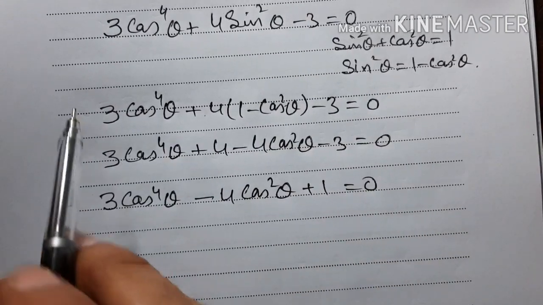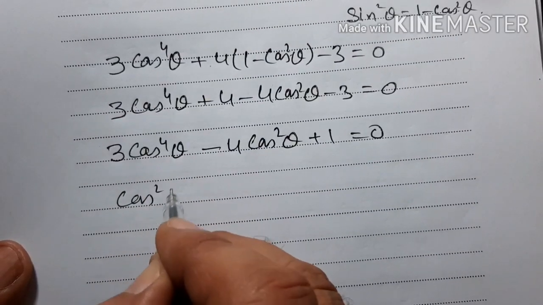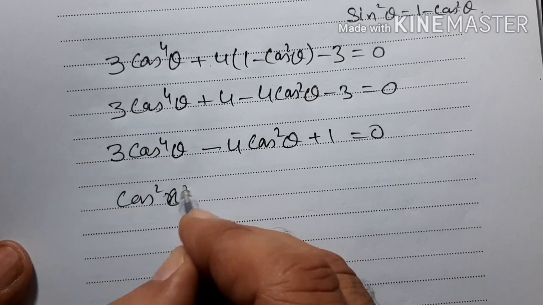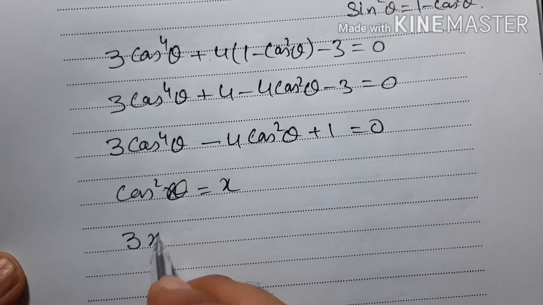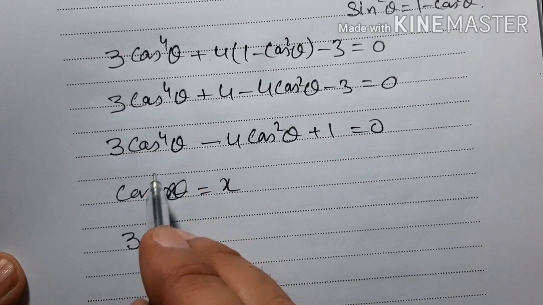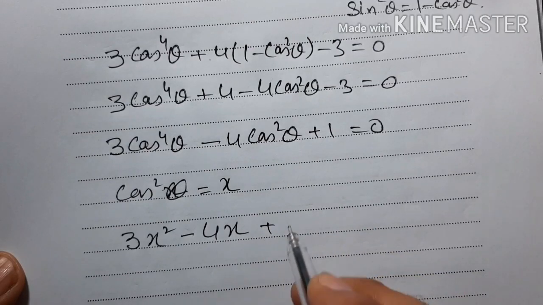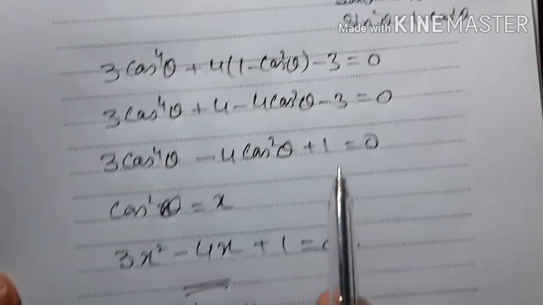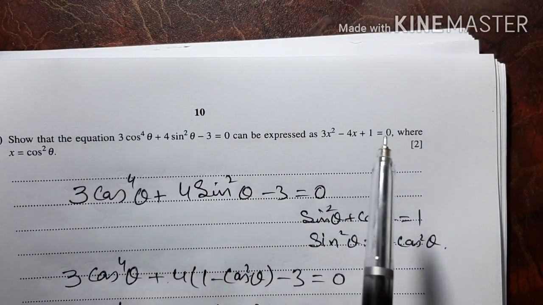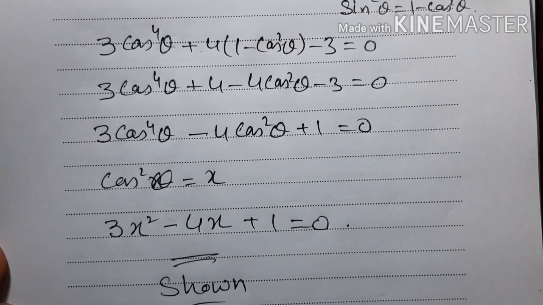Since x is cos square theta, so I put x here. So it will be 3x square, because there is cos 4, it means cos square squared, minus 4x plus 1 is equal to 0. This is shown. So we need to show that this can be written as 3x square minus 4x plus 1. So this is 3x square minus 4x plus 1. This is shown.